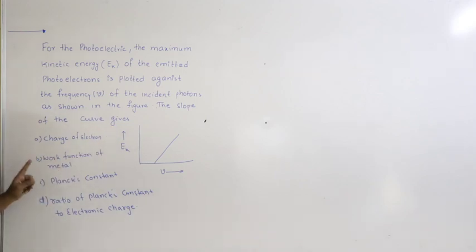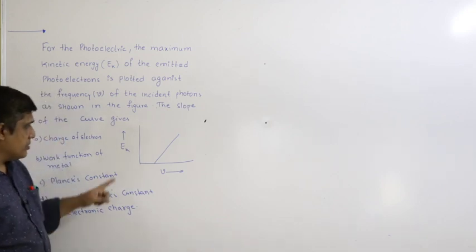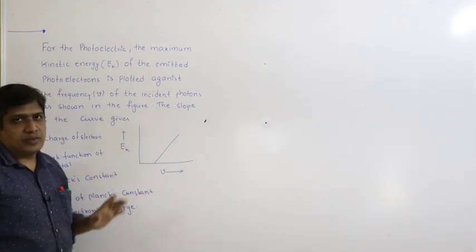Option A, charge of electron. Option B, work function of metal. Option C, Planck's constant. Option D, ratio of Planck's constant to electronic charge. Now let us identify the variables, kinetic energy versus frequency.